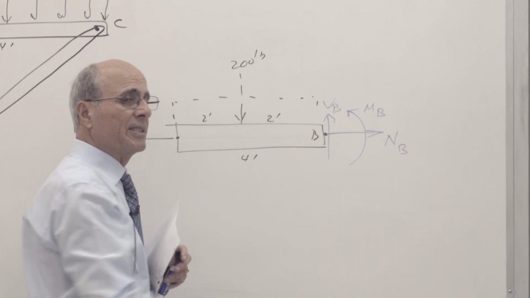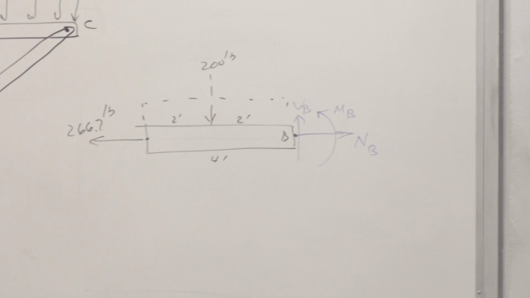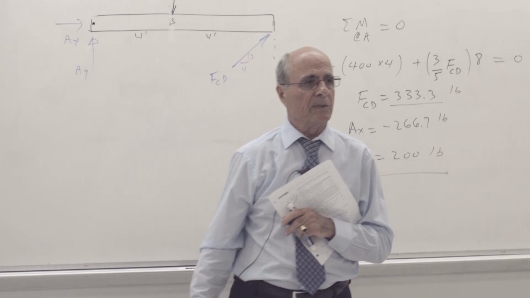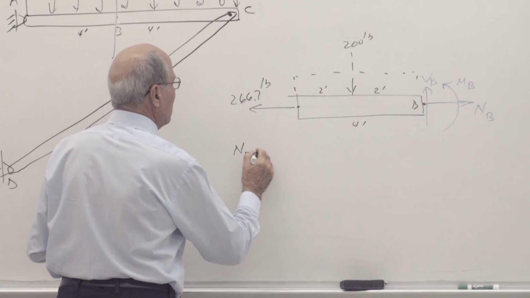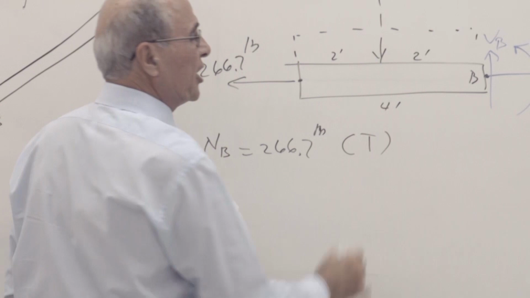This is the loading system. That free body diagram does not show it. Everybody understand that. Don't make that mistake. Is that understood? Okay. Now, everything is simple. So what's the value of NB? NB will be 266.7 pounds, and it is in the tension mode. So if it was like this, it would be in the compression mode.